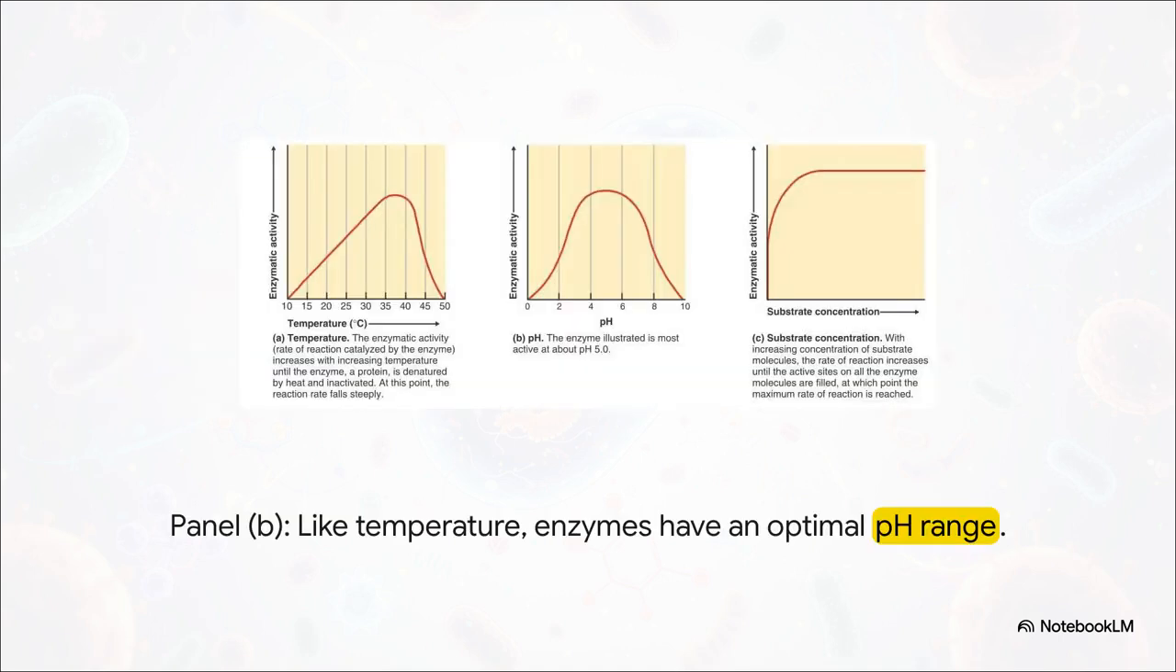And the same exact thing is true for pH, which you can see in panel B. Every enzyme has a preferred pH level. If the environment around it gets too acidic or too alkaline, its delicate 3D shape gets warped, and suddenly it can't do its job anymore.